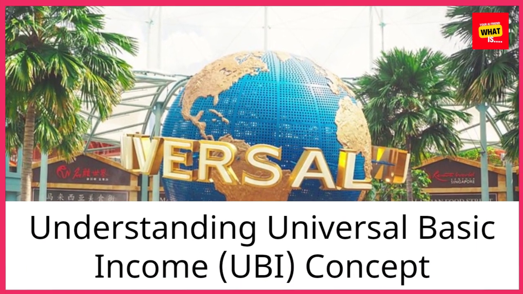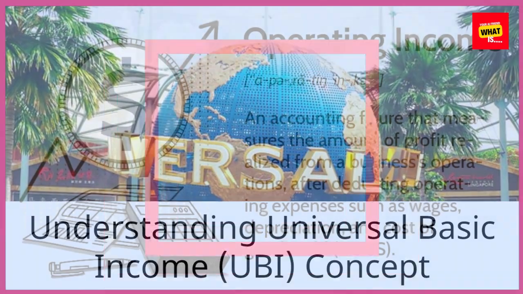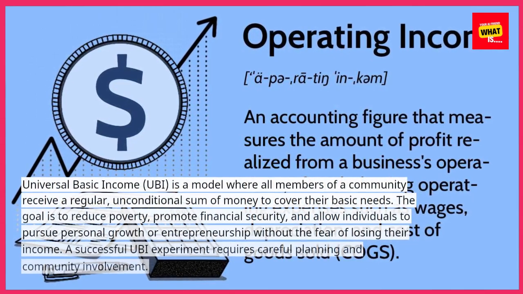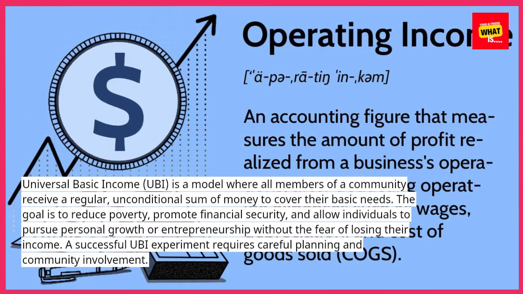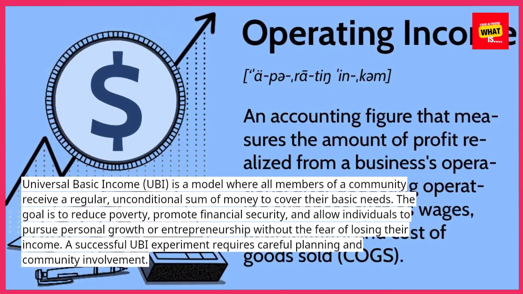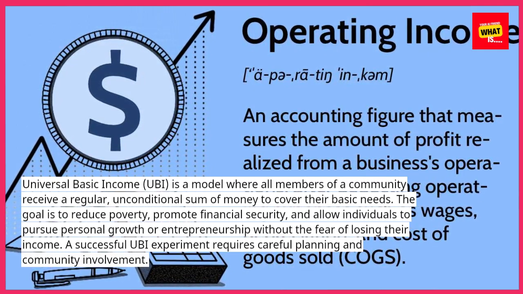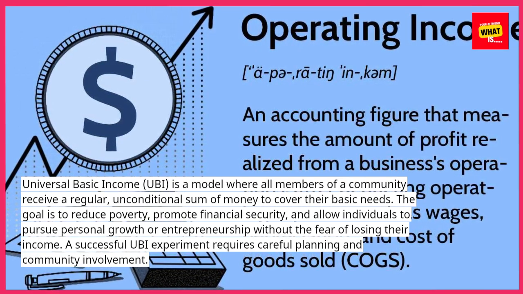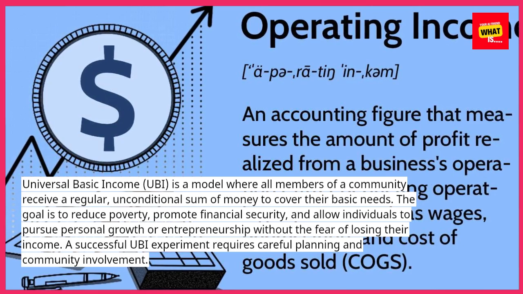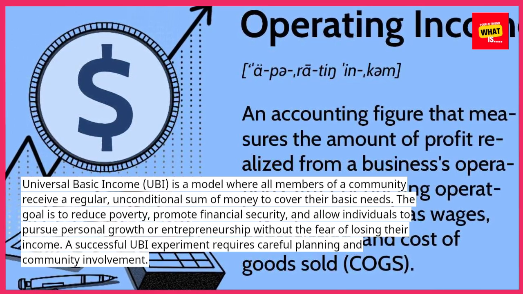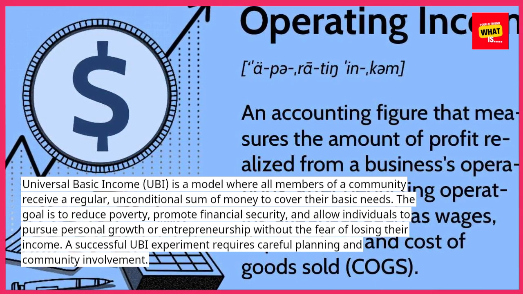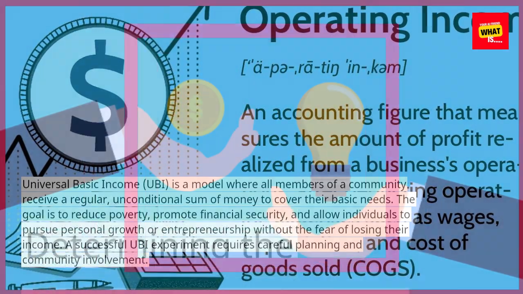Understanding Universal Basic Income (UBI) concept. Universal Basic Income (UBI) is a model where all members of a community receive a regular, unconditional sum of money to cover their basic needs. The goal is to reduce poverty, promote financial security, and allow individuals to pursue personal growth or entrepreneurship without the fear of losing their income. A successful UBI experiment requires careful planning and community involvement.